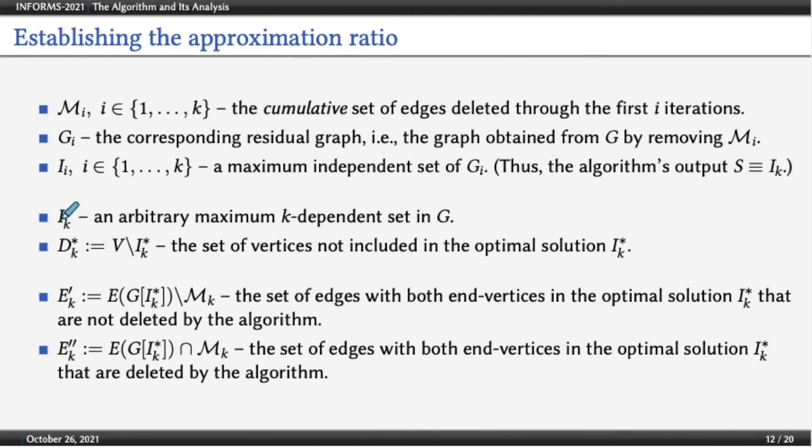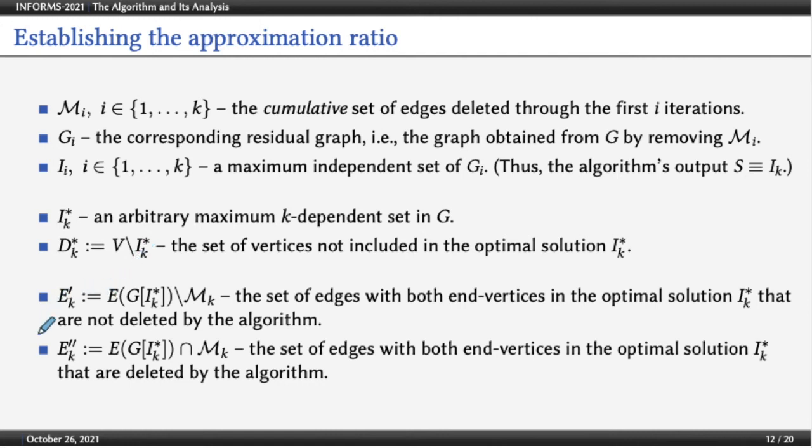Next, we have the notations concerning the optimal solution to our problem. By I_k star, we denote an arbitrary maximum k-dependent set in G. So this is an optimal solution. And then D_k star will be the vertices that are not in the optimal solution. So these are given by V minus I_k star.